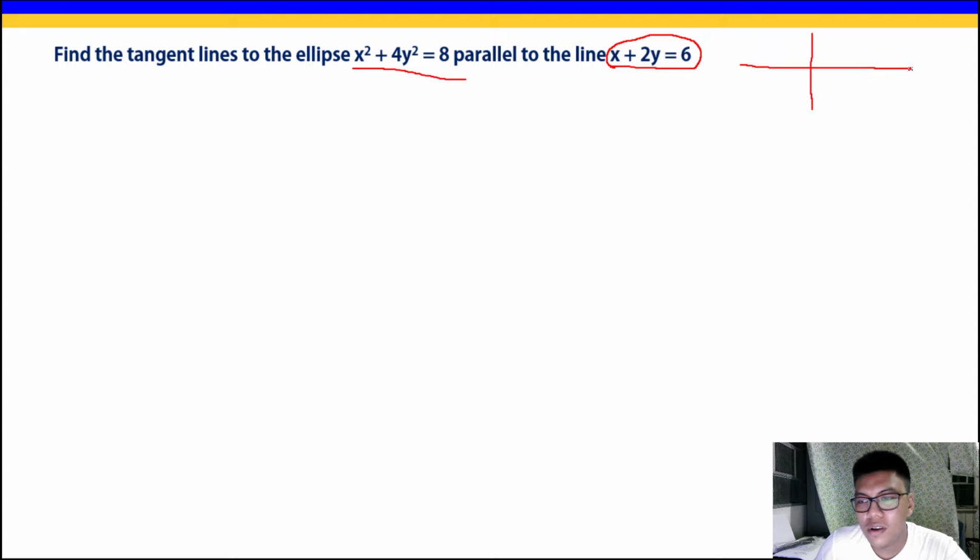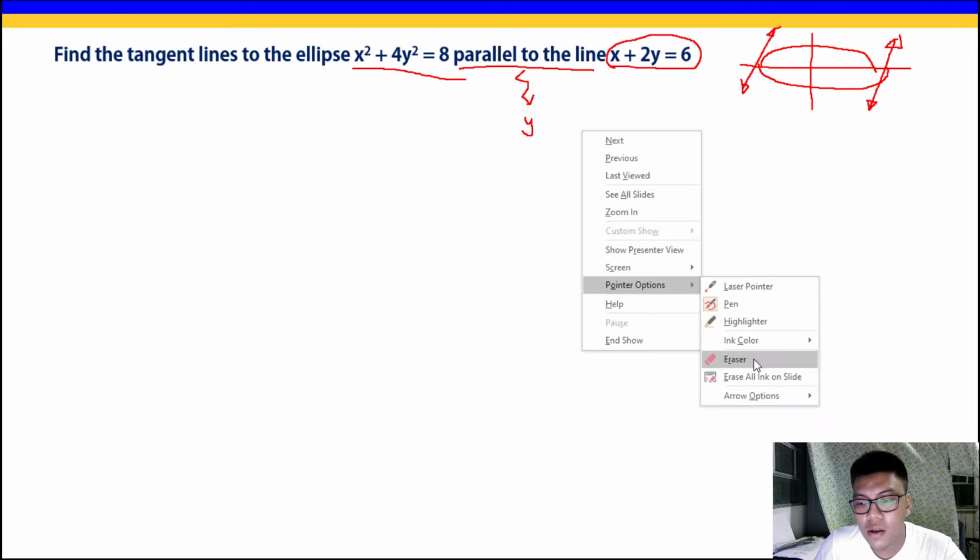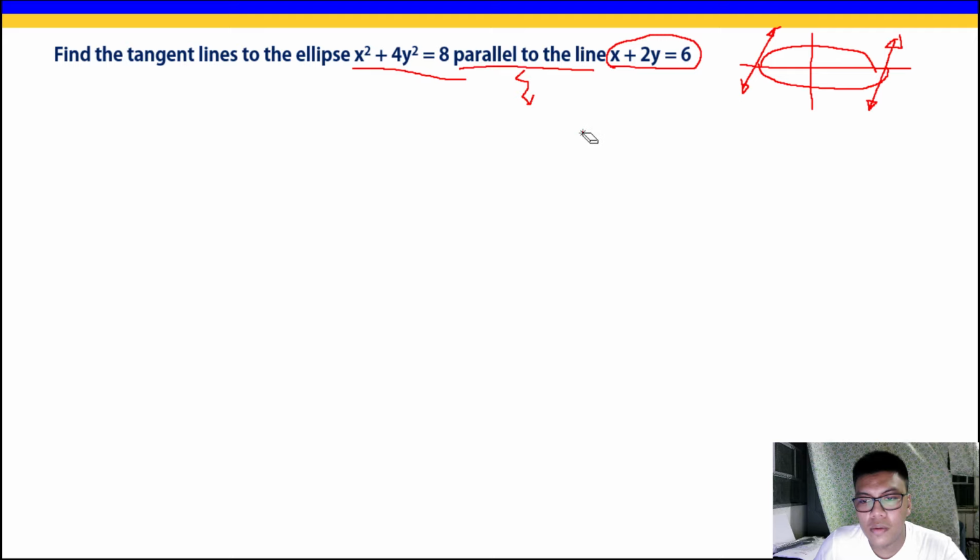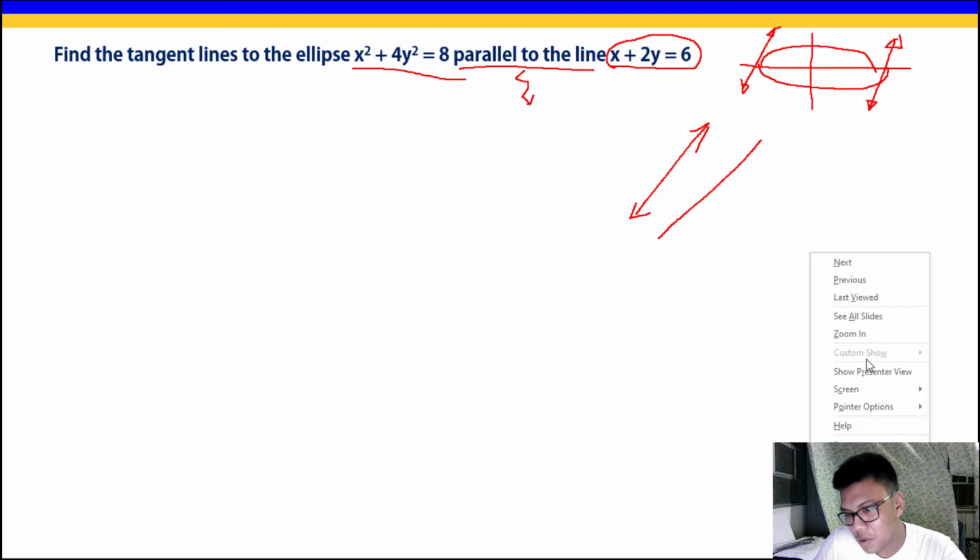Pero ito, dalawa rin yung ating tangent line dyan. So, either isa dito, isa dito, di ba? Pareho sila ng slope. Unang gagawin, concept muna. Kung naalala pa yung sa ating analytic geometry, na kapag sinabing parallel line, yung slope. Halimbawa meron tayong dalawang lines which are parallel to each other.